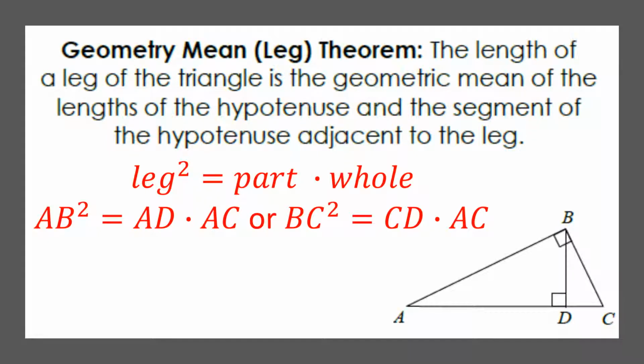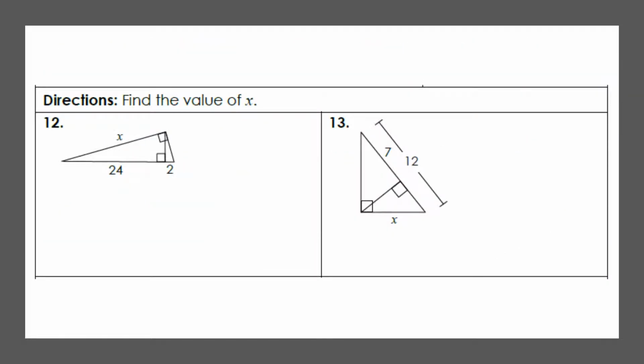So for example, on problem 12, the leg squared, so x squared, is equal to the part that touches it, 24, times the whole length, which would be 24 plus 2, or 26. So it might help if we went ahead and labeled that the whole thing was 26. So I've got x squared is equal to 24 times 26, which is 624.